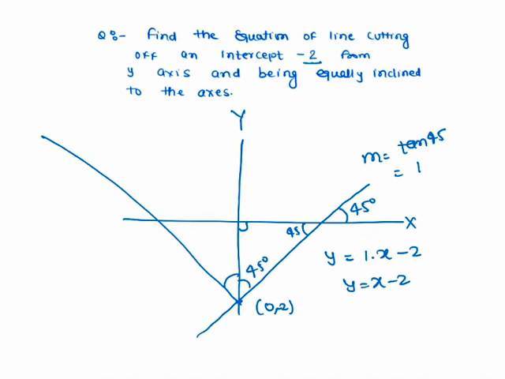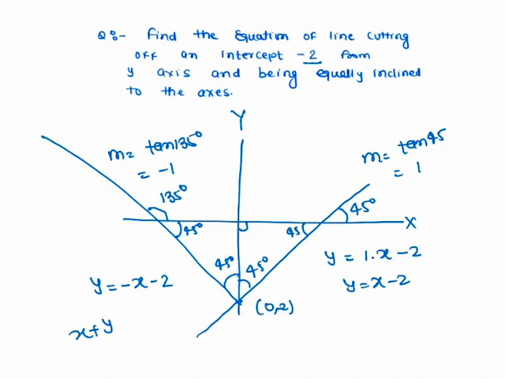So this angle is, suppose, 45 degrees, so on this side also it will be 45 degrees, but this angle will be 135. So this line is also equally inclined, but the slope is m equals tan 135, which is minus 1. So y equals mx plus c is minus x plus minus 2. If we rearrange, x plus y plus 2 equals 0. So these are the two lines possible for having intercept minus 2 and equally inclined to the axes.